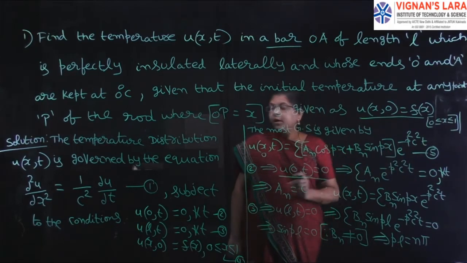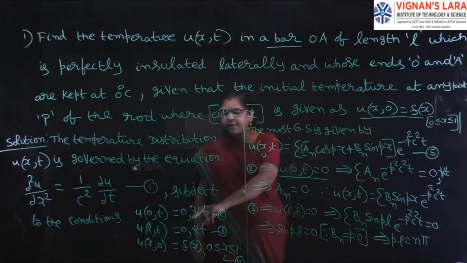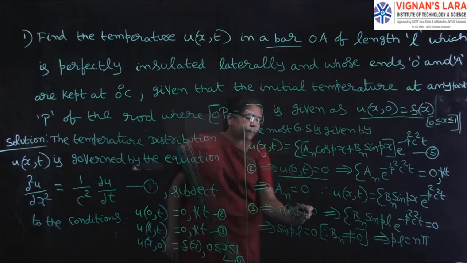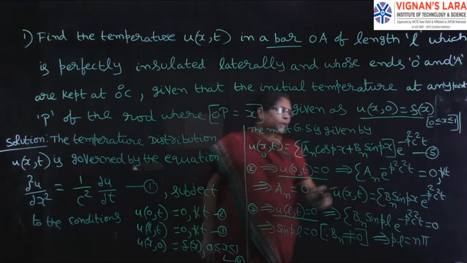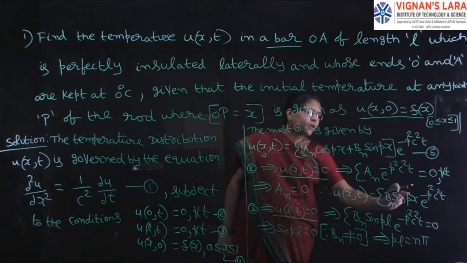Now, we will apply condition number 3. What is condition number 3? u(L, t) = 0. That means, in the above equation, you take x = L. Then what will you get?